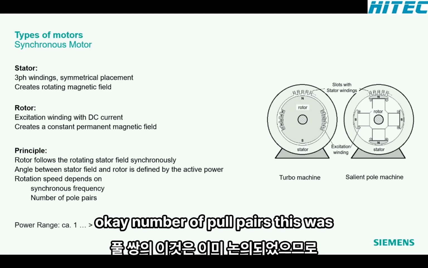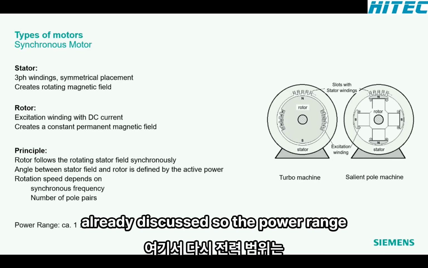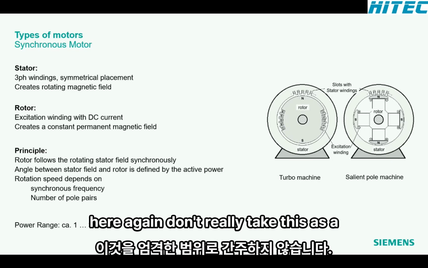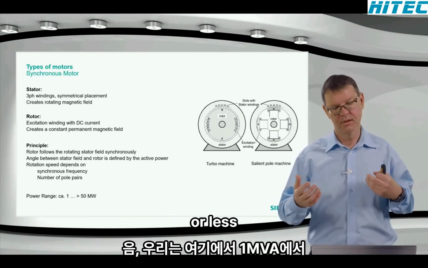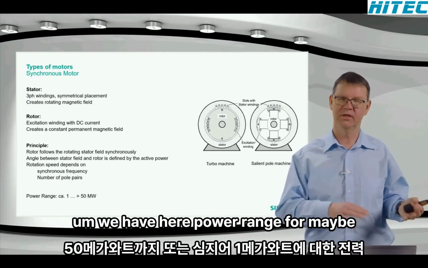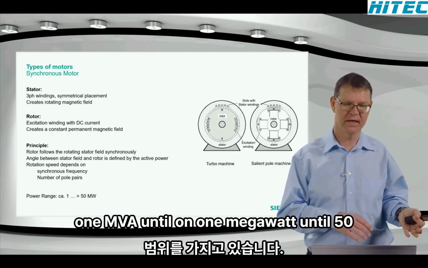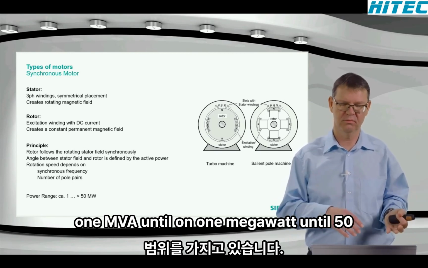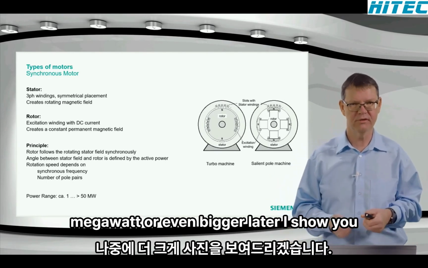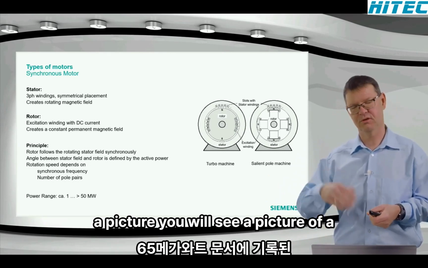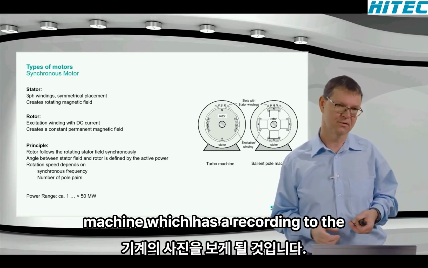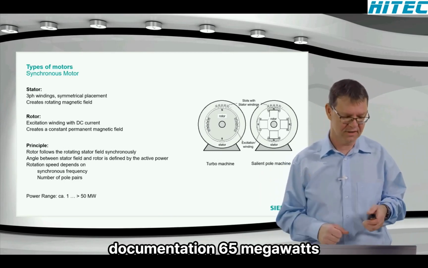Okay, number of pole pairs, this was already discussed. So the power range here, again, don't really take this as a strict range. This is what I found more or less. We have here a power range from maybe 1 MVA until 1 megawatt, until 50 megawatt or even bigger. Later I show you a picture. You will see a picture of a machine which has, according to the documentation, 65 megawatts.